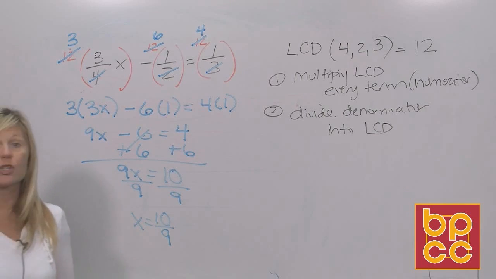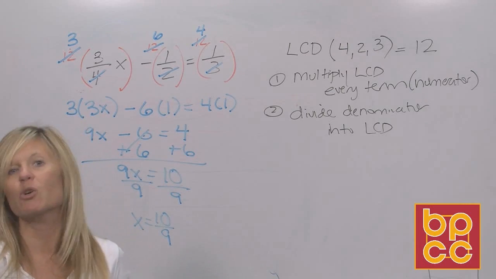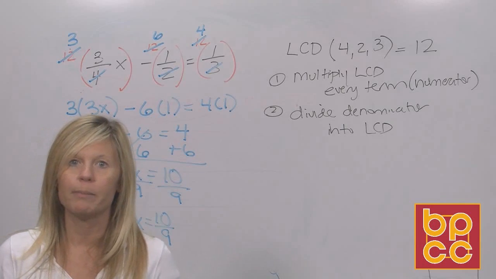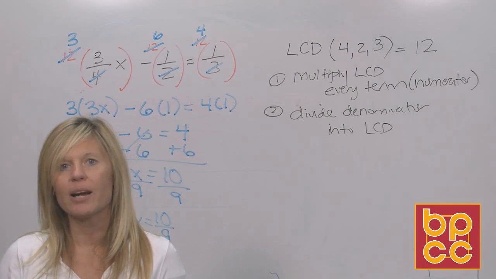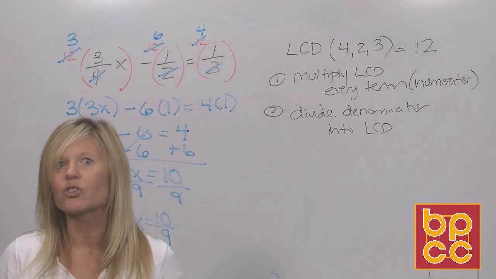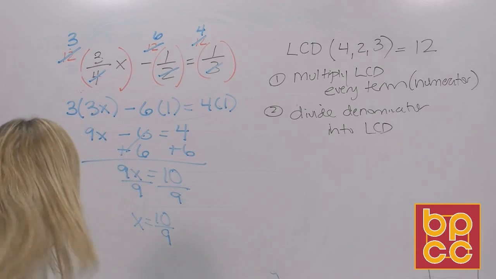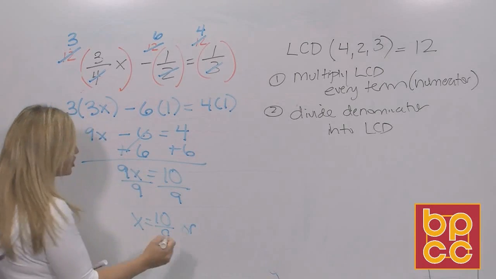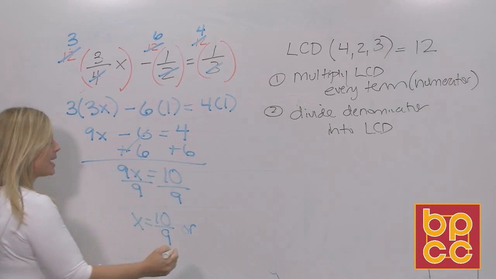You don't want to change it to a mixed number, okay? And that's because in college math, we don't work with mixed numbers. So you want to keep your answer as a fraction, and improper fractions are okay in college math. Or if you did the division out, this would be a repeating decimal.